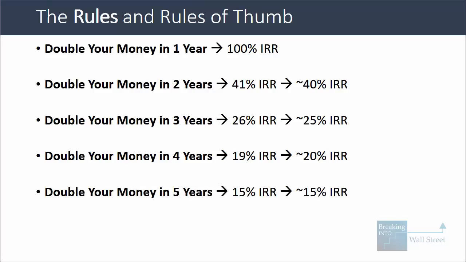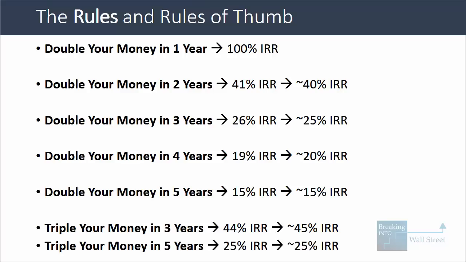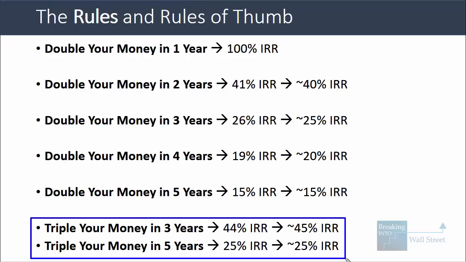Now, for scenarios where you triple your money, the equation changes a little bit. These are less common, but it's good to know some of these rules as well. If you triple your money in 3 years, it's about a 45% IRR. And then if you triple your money in 5 years, it's about a 25% IRR. With these scenarios, you're essentially getting 200% back. So you can take 200%, divide by the number of years, and then make it less than that. In this case, it's not going to be 75 to 80%. It's going to be more like 60 or 65% of that number, which explains why these IRRs are lower than what you'd expect if you just took 200% and divided by the number of years.